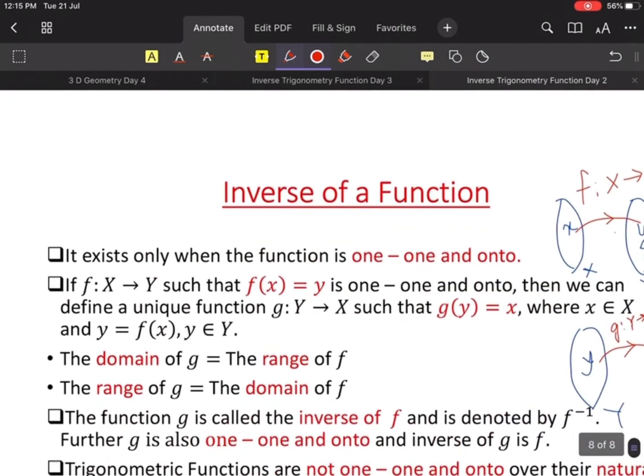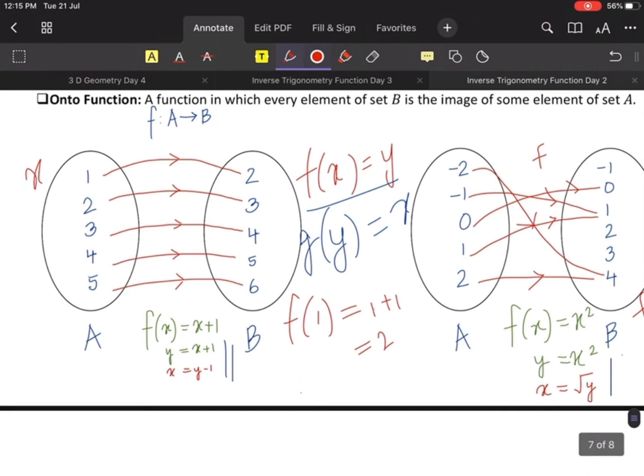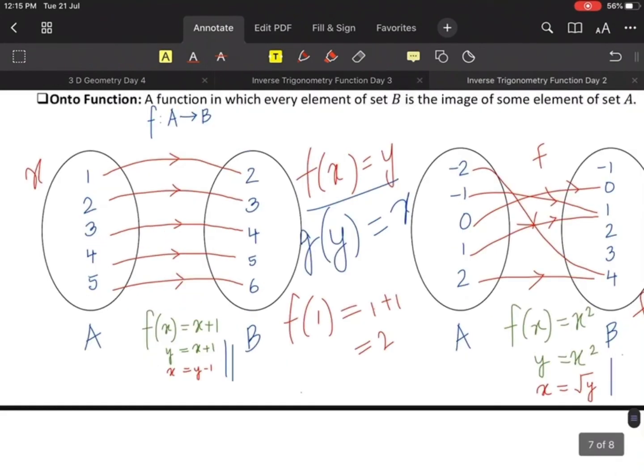So I already discussed that the domain of g becomes the range of f, they interchange, and the range of g becomes the domain of f. You see, 1, 2, 3, 4, 5, it is what? Domain of f. It becomes what? Range of g. 1, 2, 3, 4, 5. And you see the domain of g is what? 2, 3, 4, 5, 6, right? And 2, 3, 4, 5, 6 is basically what? The range of f. Am I clear? The domain and range interchange themselves. Understood?